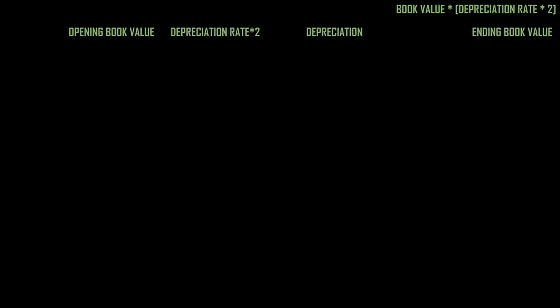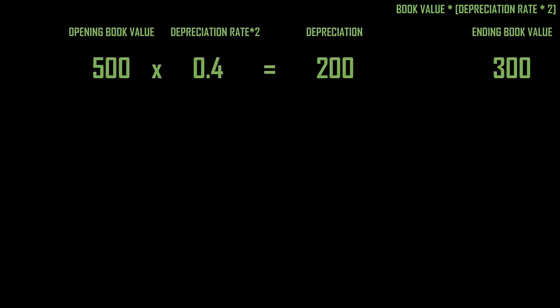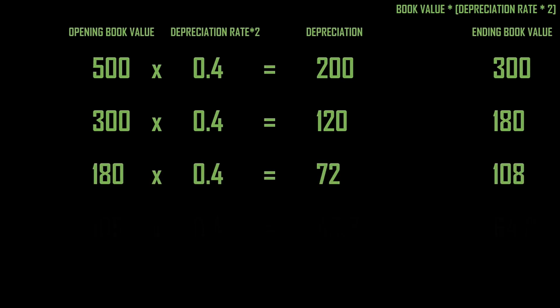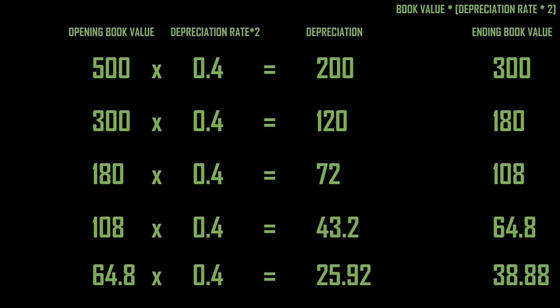In the first year, we're going to get this. 500 times 0.4, the depreciation would be 200 and the ending book value would be 300. The same pattern, second year, beginning book value 300, depreciation 120 and the ending book value would be 180. And so on and so forth for the 5 years. As you can see, the biggest drop is in the first year.